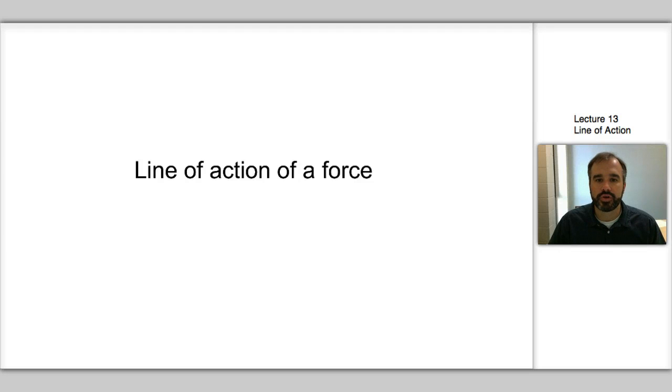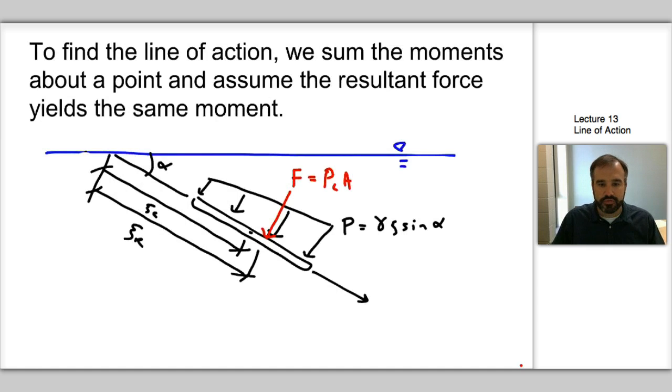In this video, we're going to go over the line of action of a force. In this case, the line of action is the location and direction that the resultant force will be acting on. For example, we want to know how the uneven pressure distribution acting on our inclined plate, as we defined before, where that force is going to be acting on the plate, especially relative to the location of the centroid of that plate.